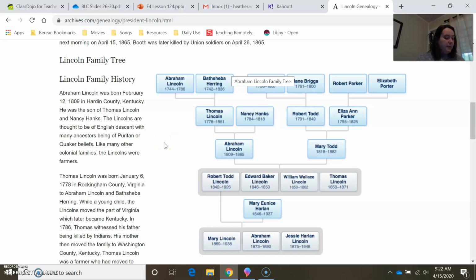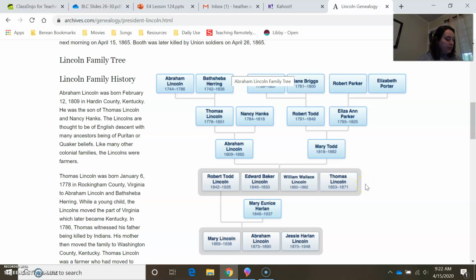Whom did Abraham Lincoln marry? He married Mary Todd. In what year was Lincoln's wife born? She was born in 1818. How many children did Abraham Lincoln and his wife have? Well, we go down here to the next generation, and we see there are 4 people. How many girls and how many boys did Abraham Lincoln have? We've got Robert, Edward, William, and Thomas. He only had sons. He had 4 sons and no daughters.